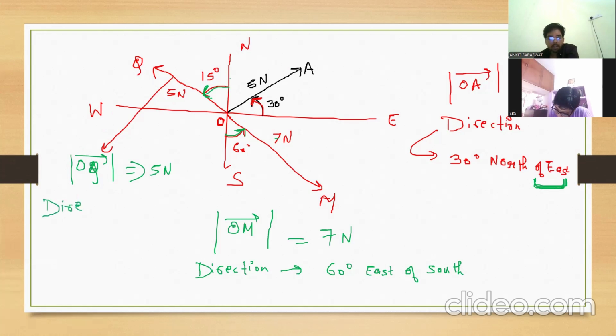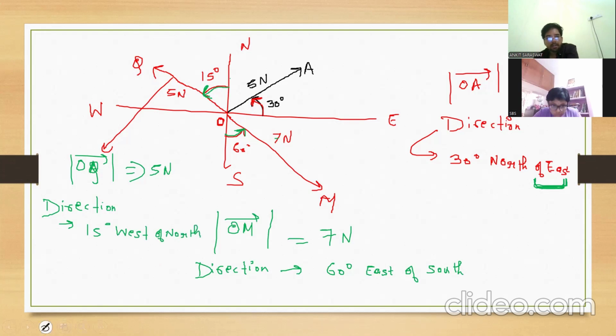Actually, in class 11, many students don't know these things. So how will you write? What is the direction of this vector? 50 degree west of north.